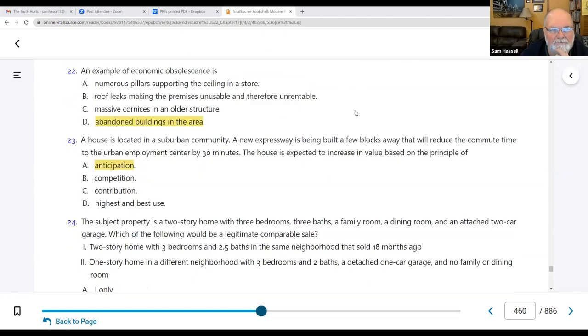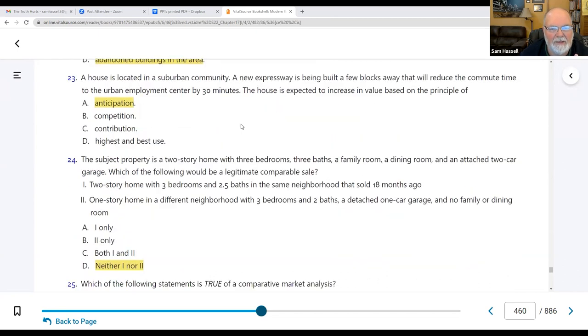Number 22. An example of economic obsolescence is if they shut the factory down and everybody moves away, we have abandoned buildings. Can I change that? I can't do anything about that. All right. So abandoned buildings in the area. That would be economic obsolescence.